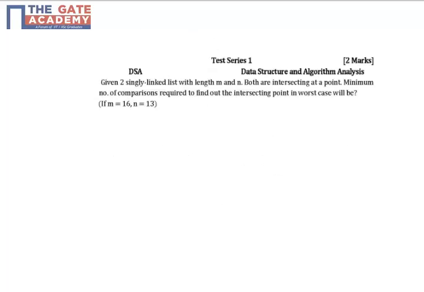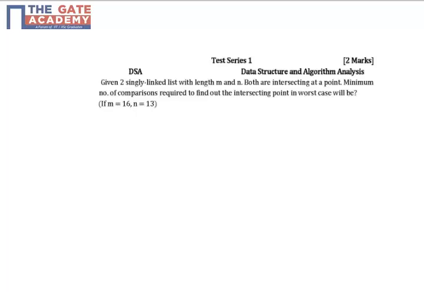Now we will try to solve this question. They have asked how many comparisons you will require so that you can find out at which node both the linked lists are intersecting. In the worst case, according to my efficient algorithm, I should have the maximum number of comparisons.